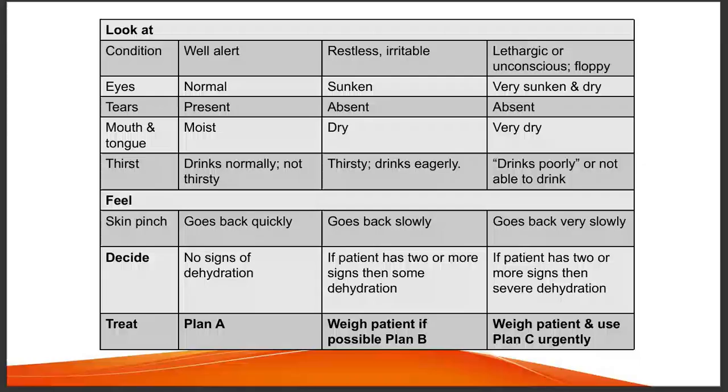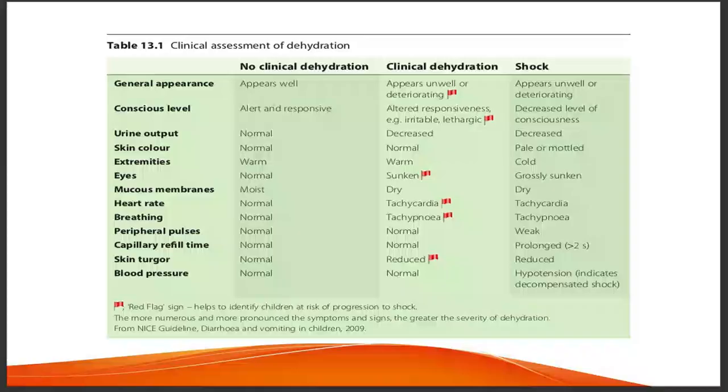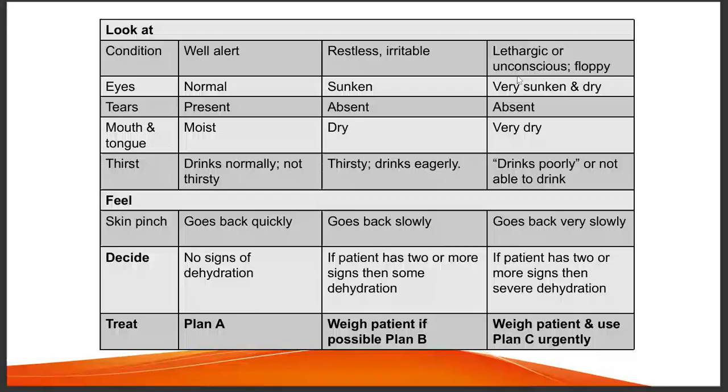So the clinical assessment for dehydration: when you're assessing for dehydration, you have got no dehydration, some dehydration, and severe dehydration. That's how you classify dehydration. In no dehydration, the patient is usually well, the eyes are normal, the tears are present when the child is crying, the mouth and the tongue are moist, not dry.